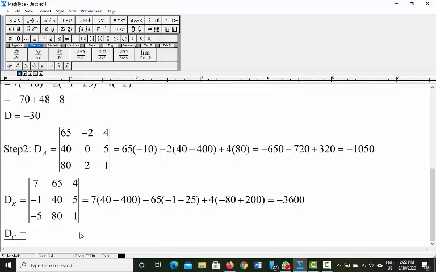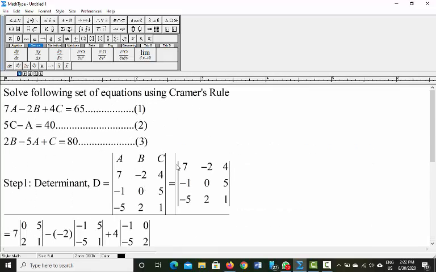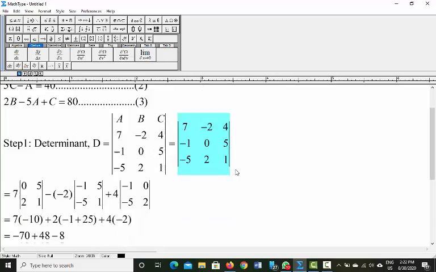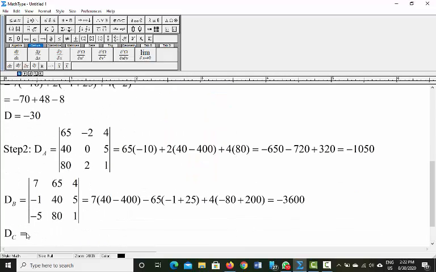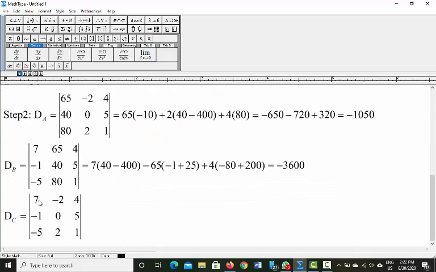Now we will calculate determinant for the coefficient C. This is the original coefficient matrix. Now the column C needs to be replaced. This is the column C. Column C needs to be replaced by the values of the right hand side of the equation.